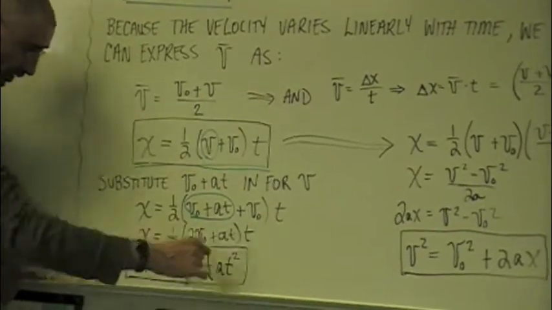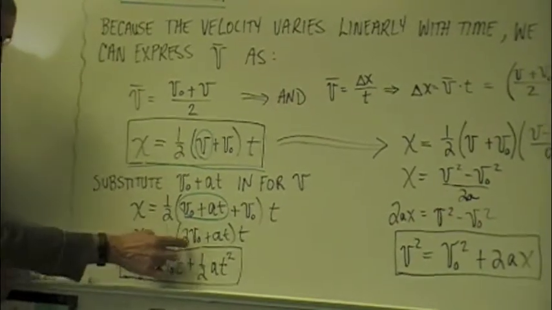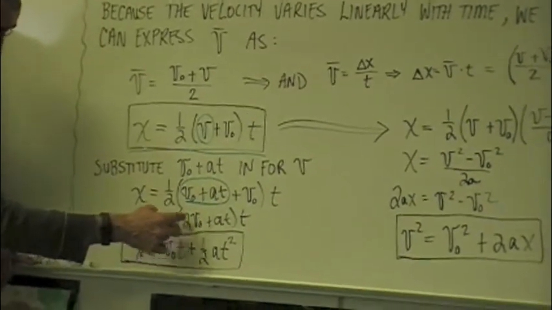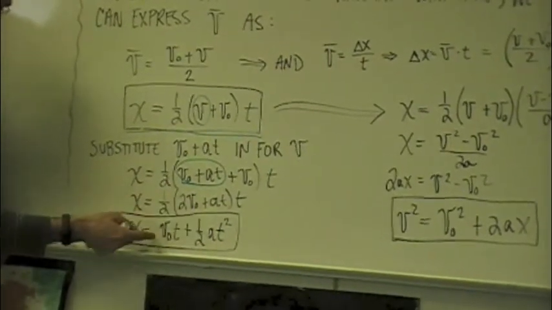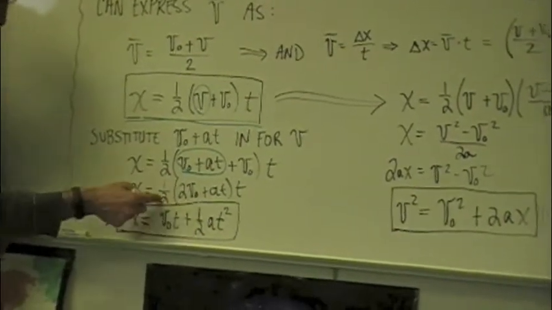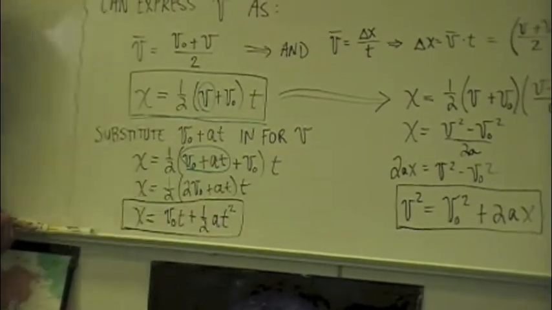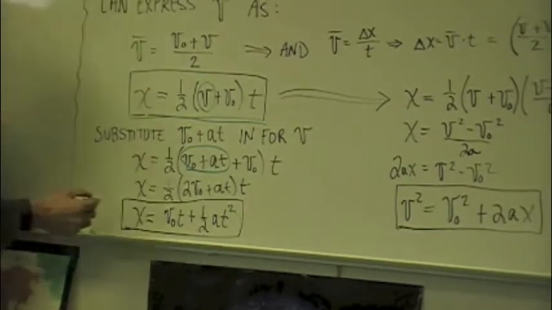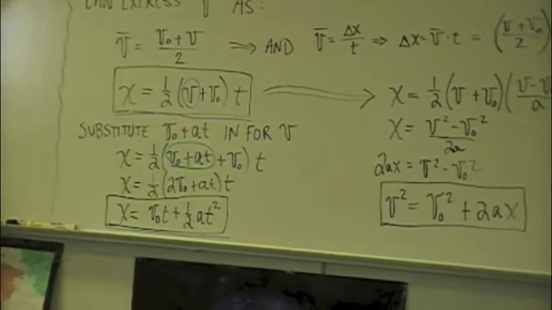If we distribute all that, which I probably should have done in 2 steps. What's 1/2 times 2? 1. Makes it go away. And then do I have to multiply by T as well? So I get V naught T plus 1/2 AT times T is AT squared. So this equation right here is our third kinematic equation that we're going to be using extensively.